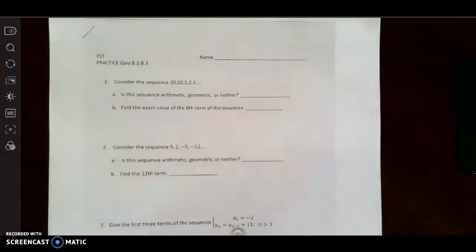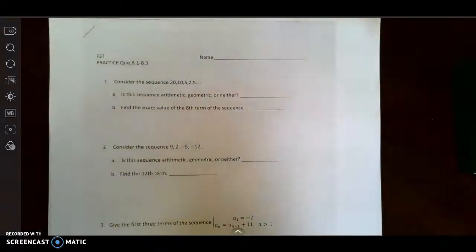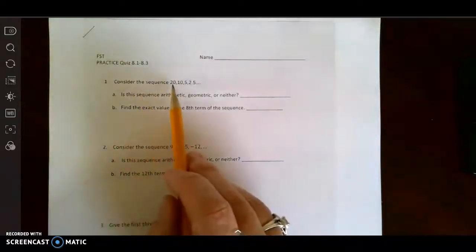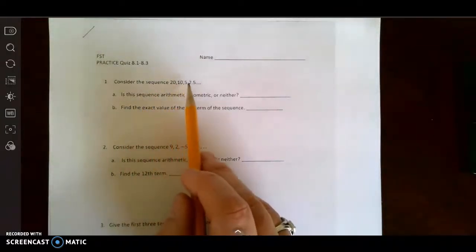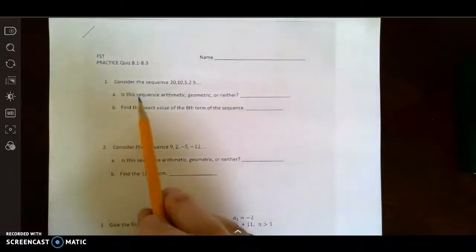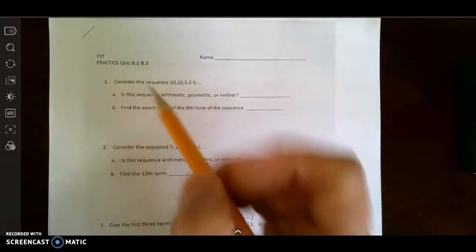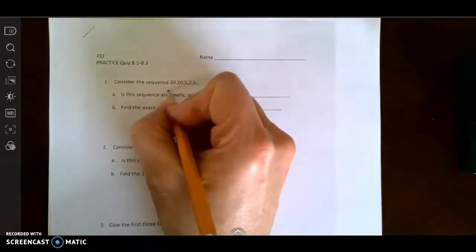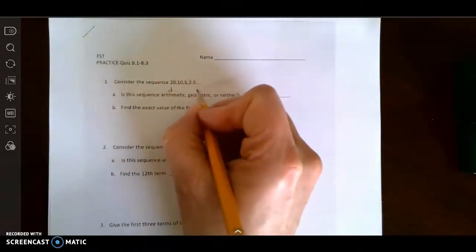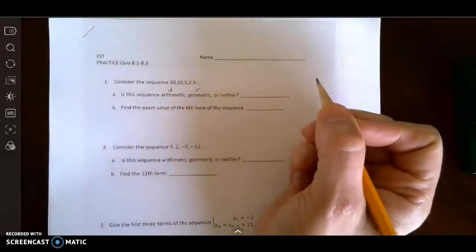So here is the practice quiz for 8.1 to 8.3. Consider the sequence 20, 10, 5, 2.5. Is this sequence arithmetic, geometric, or neither? Arithmetic means it would have a common difference. Geometric would mean it would have a common ratio.